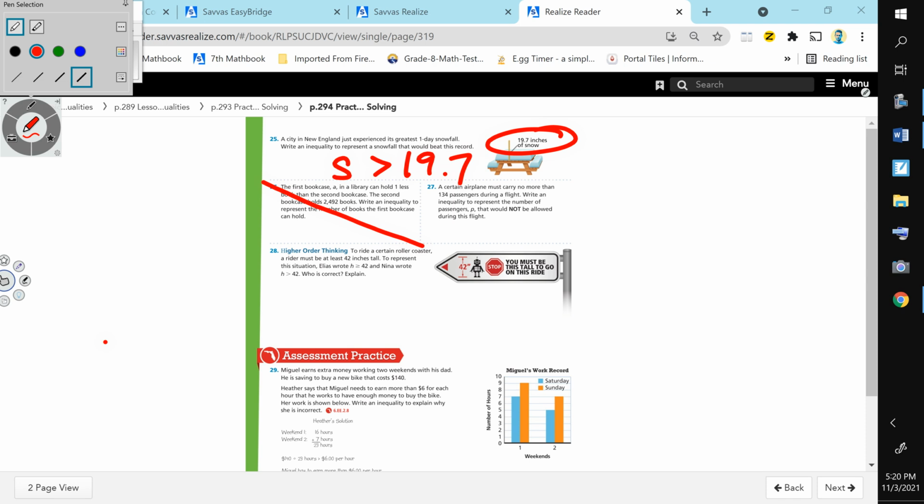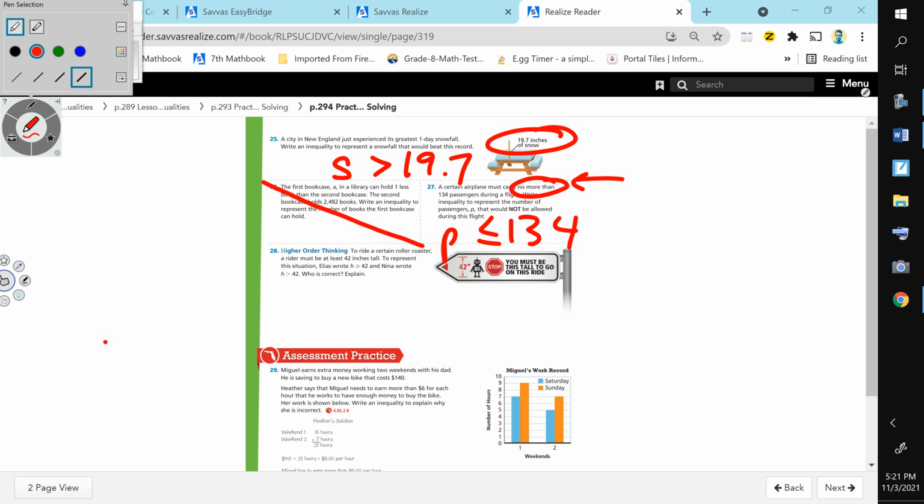No more than 134 passengers. Does that mean you can have equal to 134 passengers? Absolutely. Does that mean you can have greater than 134? No, because it's no more than right here. So it's going to be less than or equal to, which is why it's this.